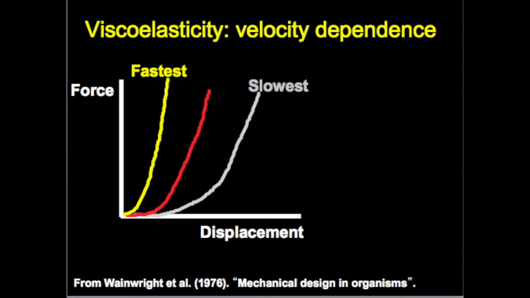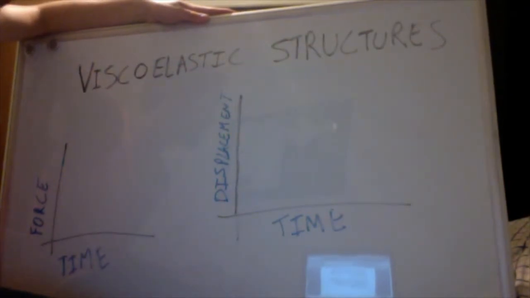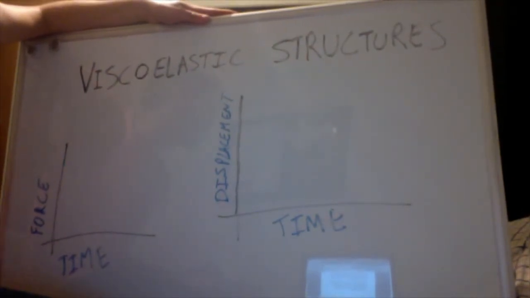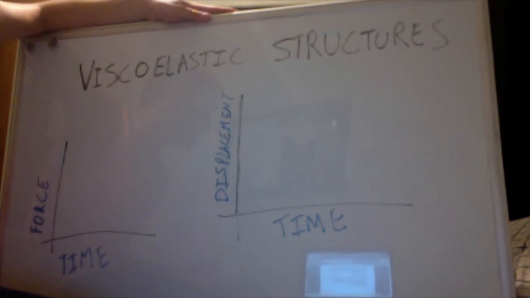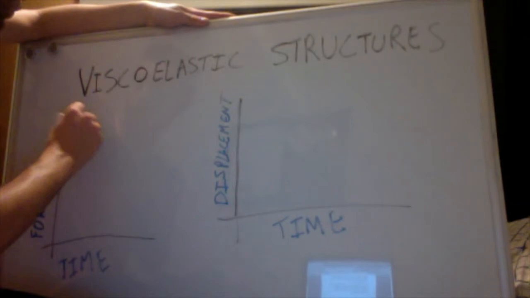And you can see this graphically here. Following this same concept, we find that if we hold a viscoelastic structure at a constant length, we see that there is a reduction in force. And this is called load relaxation.